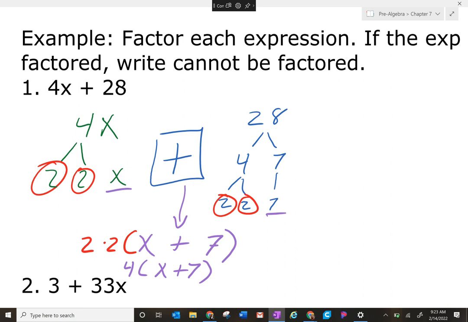Okay? So you can double check by doing the distribution at the end of it. But yeah, we factored that perfectly.